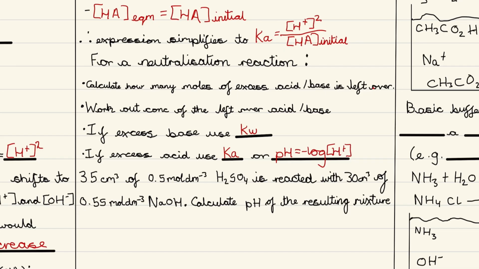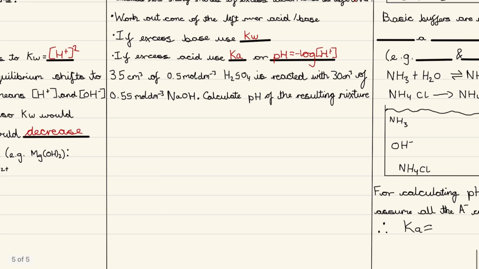Now to answer these questions, I think an ice table really helps, so I'm just going to draw that out now. And notice how I've done F instead of E. That's because the reaction isn't in equilibrium. So firstly, I need to work out the initial moles.